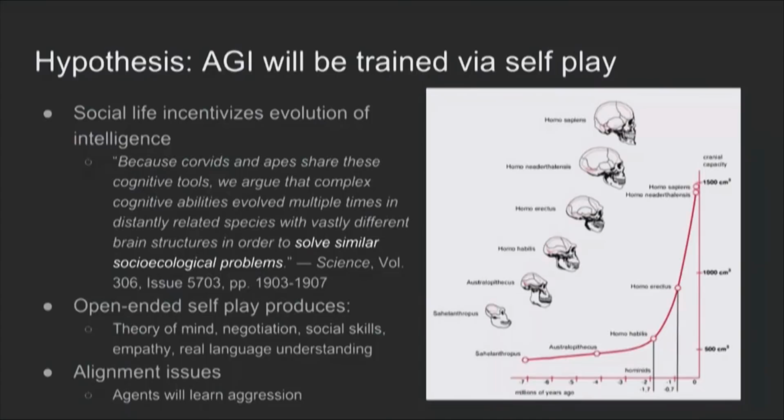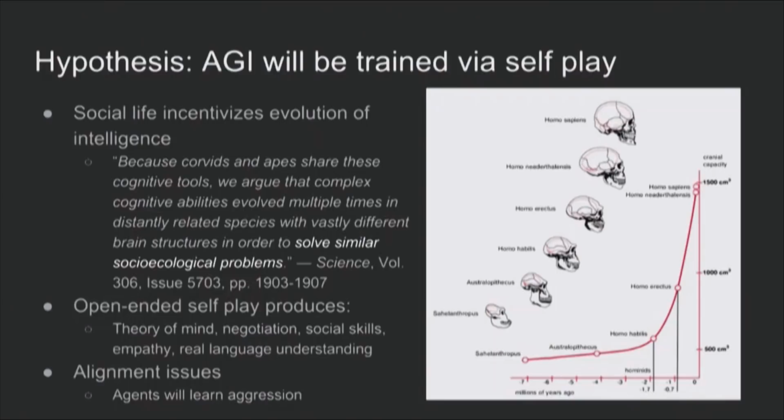One thing we know about our own evolution is that we've experienced an intelligence explosion on a biological timescale, where the volume of our brains has tripled in size over the past 2 million years. It's definitely a neat hypothesis to say that it happened because we were living in social tribes, and we got so good at surviving that suddenly our social standing in the tribe, and what other prehistoric humans think of us, is the most important thing. And so you can clearly see how such open-ended multi-agent systems could produce theory of mind, negotiation, social skills, empathy, and maybe even real language understanding. But that will require some effort.